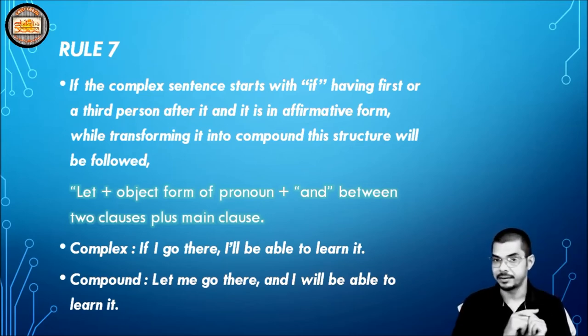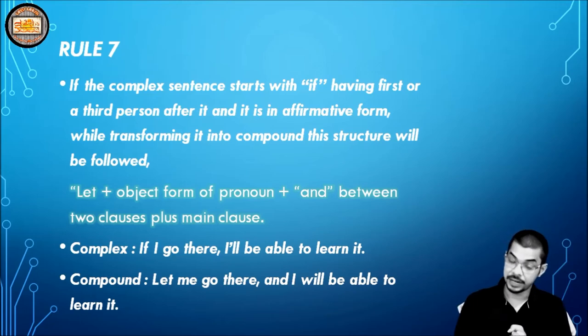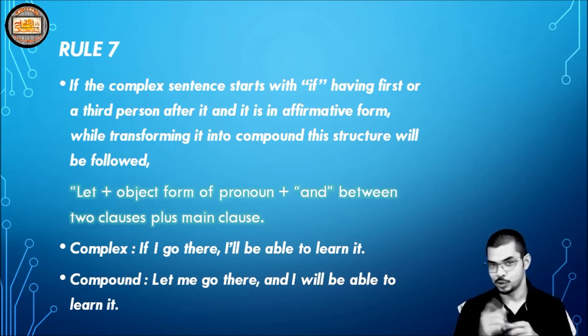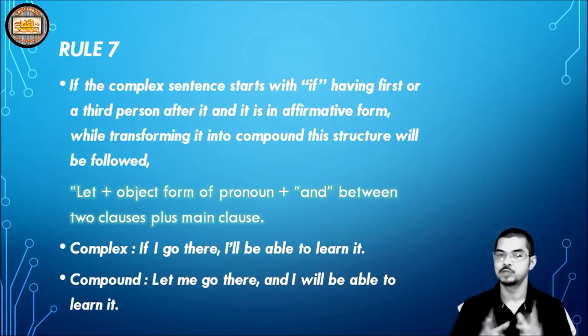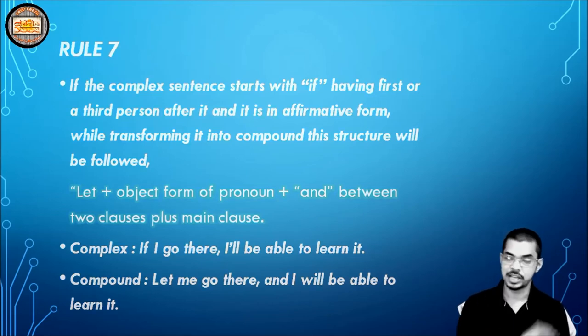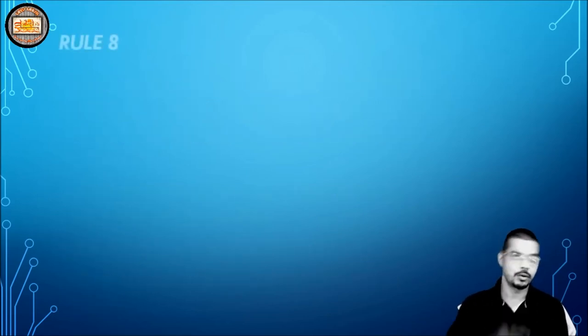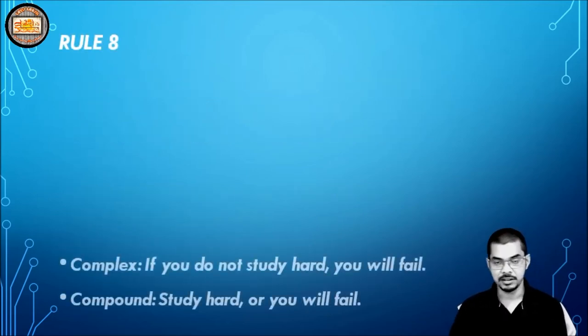What was there? Let me go there or I'll be unable to learn it. But that's not here. Here we haven't transformed the if clause from affirmative to negative or negative to affirmative, because here it's given in affirmative. So what have I told you? I have told you the sixth rule, the seventh rule, and the rules thereafter will be just different forms of the same sentence. So check it out here for our rule number 8. And here come the examples.